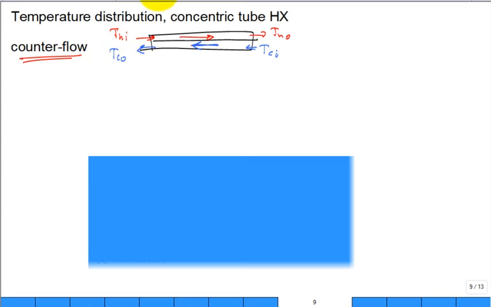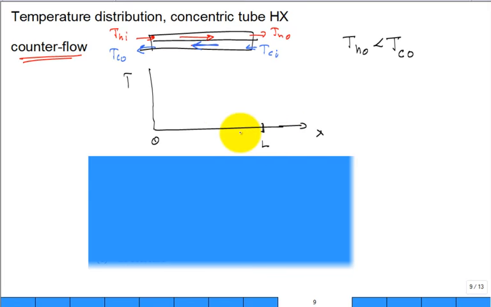And now you can see, what does this give us? In this case, is it possible to get the temperature of the hot out lower than the temperature of the cold out? It is, and that's why we like it. That's a very common configuration. So we'll plot temperature, and then we'll plot x, and we'll go from 0 to L. We'll show the temperature hot in as fixed, and the temperature cold in over here is fixed.